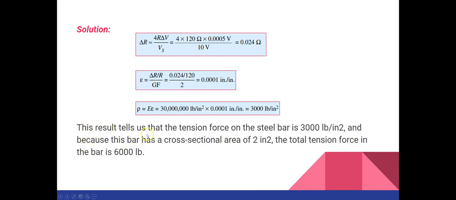So let's read here. This result tells us that the tension force on the steel bar is 3000 lb per square inch, and because this bar has a cross-sectional area of 2 square inch, the total tension force in the bar is going to be 6000 lb. So this is the force which we are going to have on the bar, and this is also called your stress. So this is the end of the lecture.